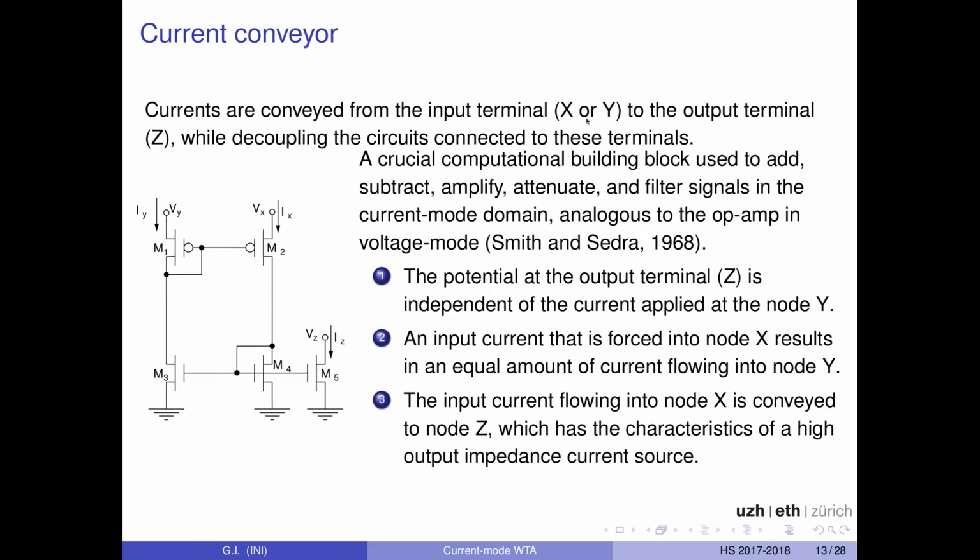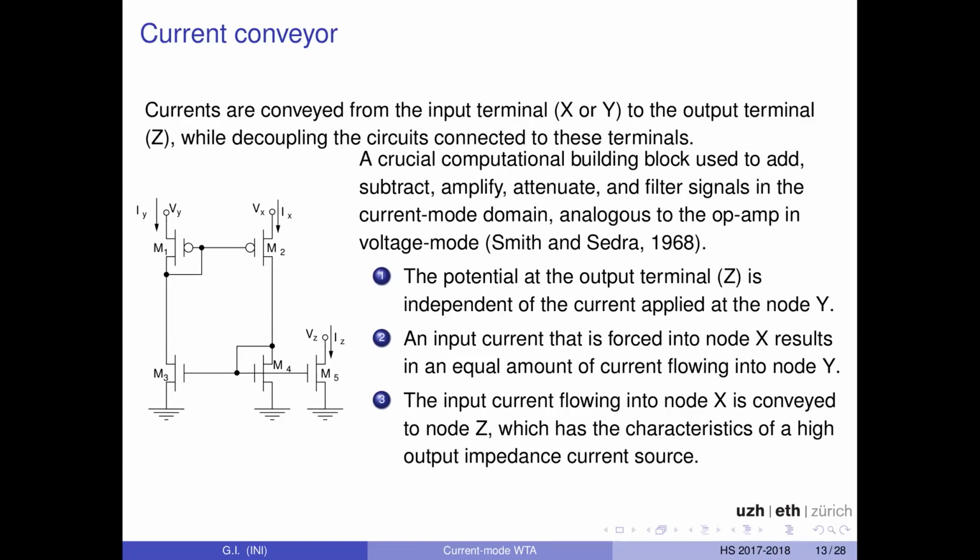So the input could be X or Y, and the output is Z, while decoupling the circuits. If you think of the op-amp, that's what the op-amp is doing, right? You get V1 and V2 at the input terminals of the operational amplifier, and V out is at the other end. And the input impedance to the operational amplifier is infinite.